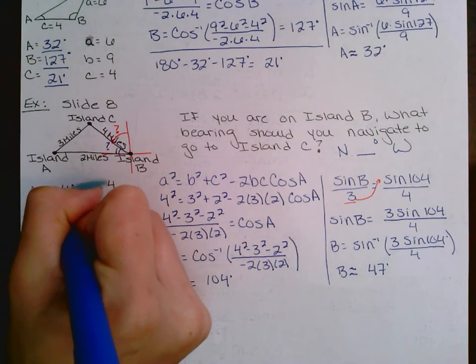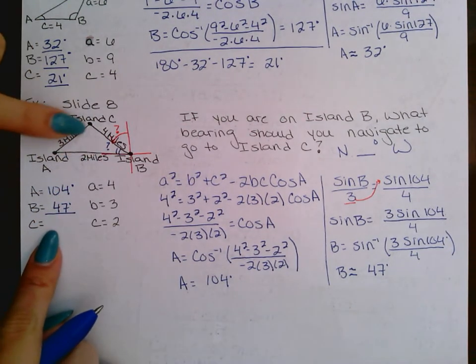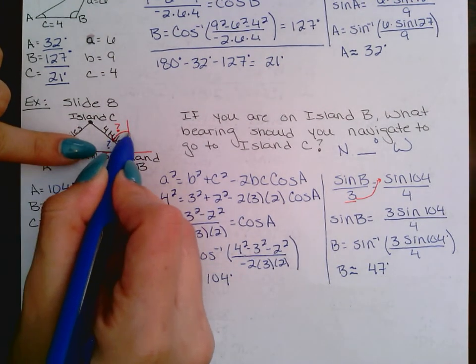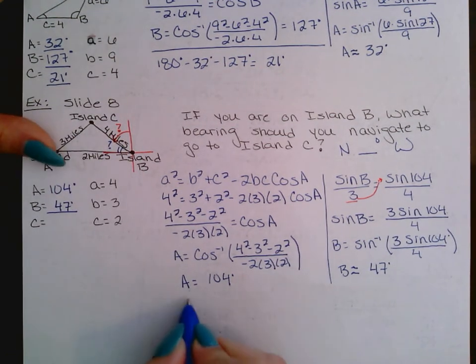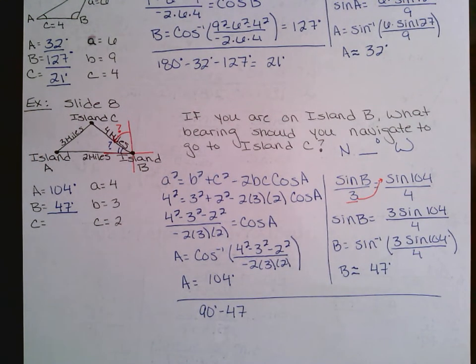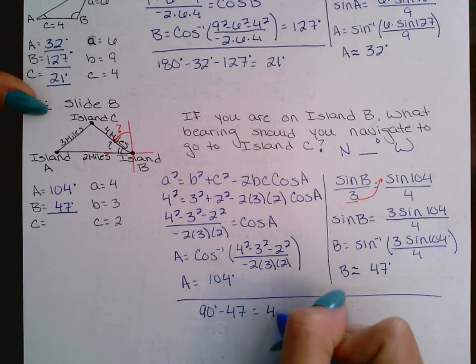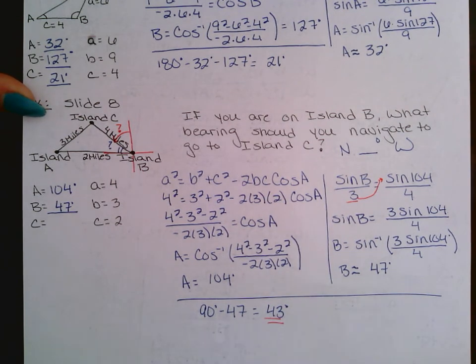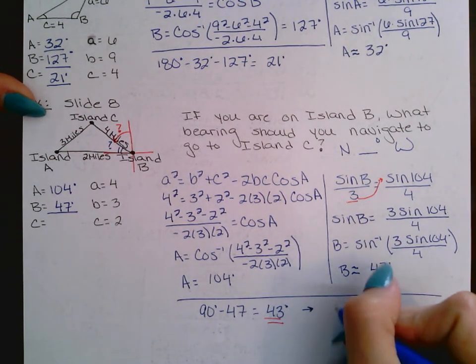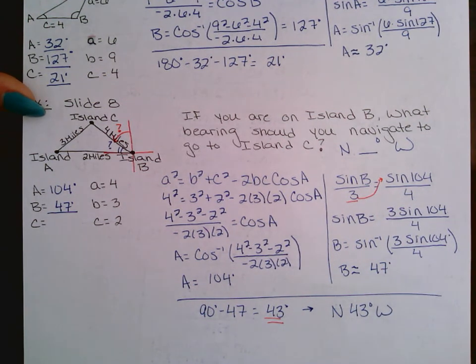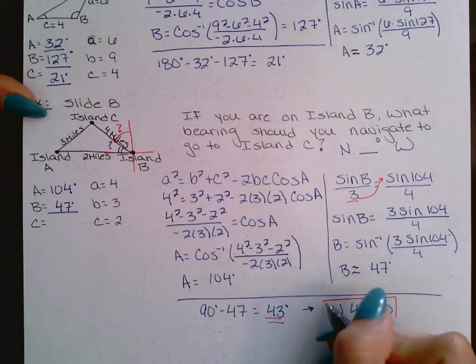So now that I have this angle B, okay, I don't need to worry about finding angle C. Angle B tells me that if I know this angle, I can subtract it from 90 to find this leftover, which is going to be my bearings. So for the sake of your bearing, you're going to say 90 minus 47, which gives you 43 degrees. And that is your question mark, okay? Which is going to tell you your bearings goes from north 43 degrees towards west. And that is your final answer. Okay?